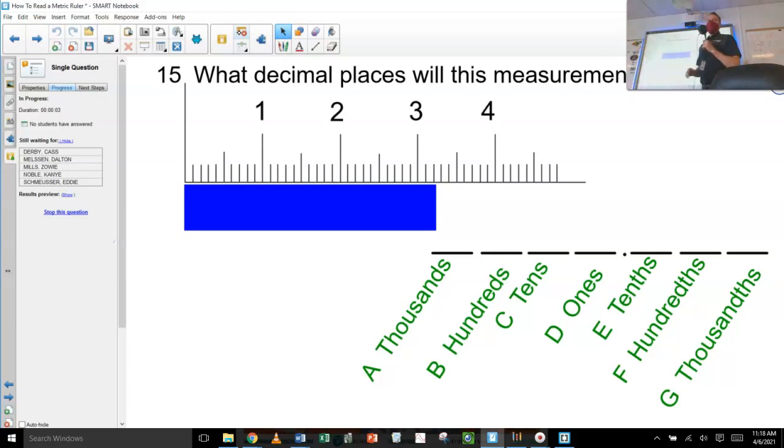What decimal places will this measurement have? Question number one, what is printed on the ruler? Question number two is, are there 10 tick marks? Because if yes, then you go two decimal places. If no, then you go one decimal place.